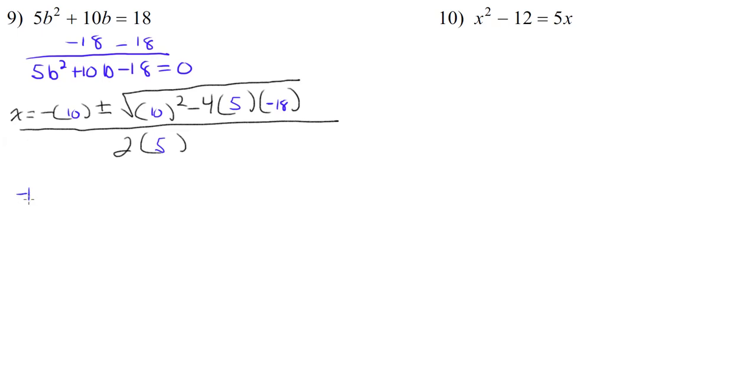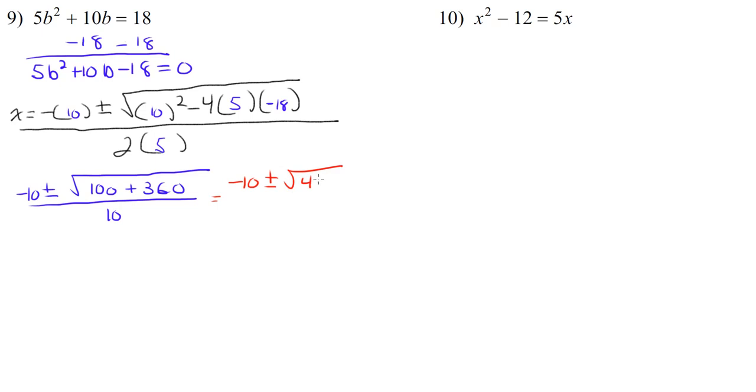So we have negative 10 plus or minus 10 squared is 100, and negative 4 times 5 times negative 18 is positive 360, and 2 times 5 is 10. Now 100 plus 360 is 460, so negative 10 plus or minus radical 460 divided by 10. 460 is not a perfect square, so let's round it to the nearest thousandth because that's how they do it on this review sheet. So the square root of 460 rounded to the nearest thousandth is 21.448.